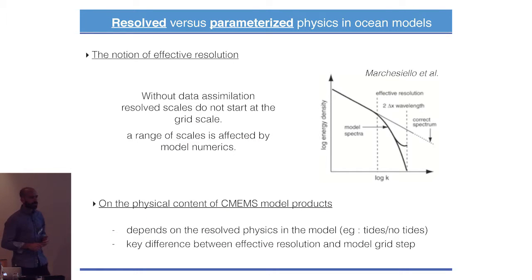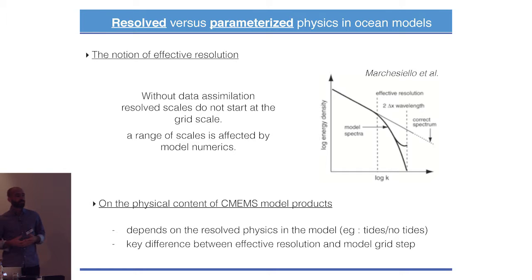Notion number two I'd like you to be aware of is this idea of the effective resolution. So far, I said we're discretizing the equation into boxes, and we know what's happening at scales larger than the box size, and we don't know what's happening at scales smaller than the box size. This is actually not strictly true. So look at this plot there: if you were looking at a kinetic energy power spectrum, you look at the amount of energy at a given scale in your model.